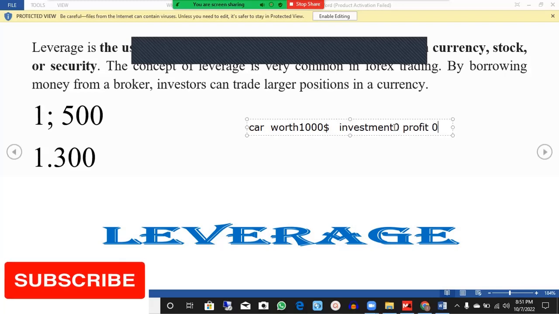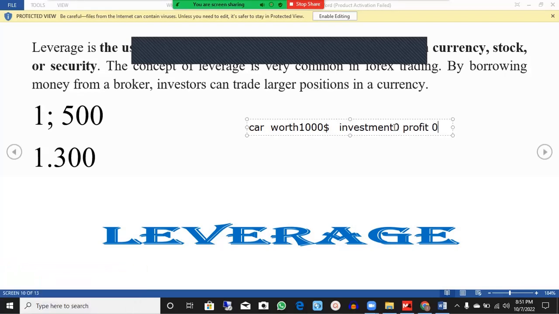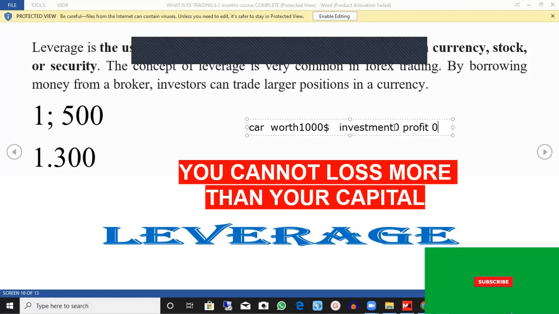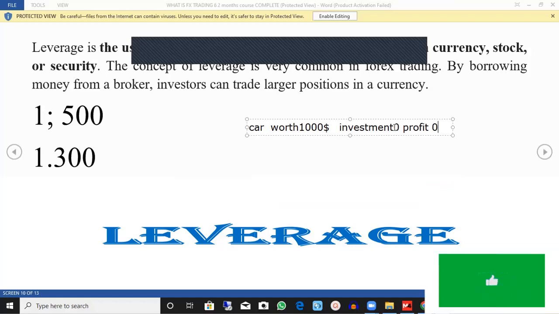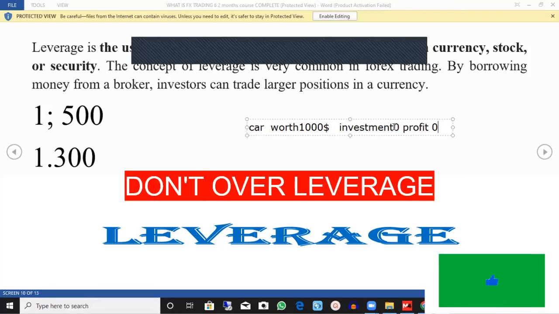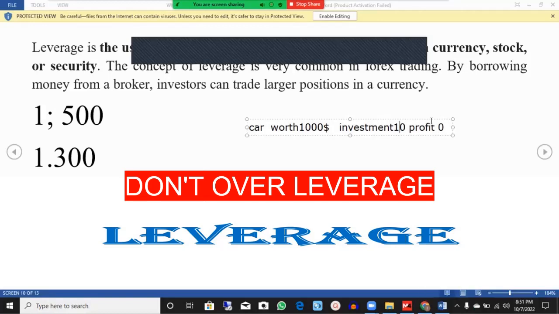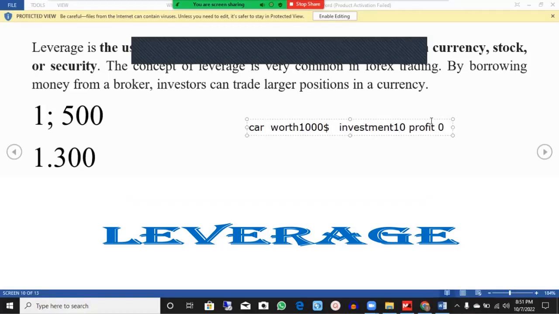So although the broker allows you to trade with $10,000, $100,000, $1,000, you cannot lose more than you have invested. So you can only lose what you have invested. So that is the power of leverage. So don't over leverage. Don't say because the broker gave me a car worth $10,000, I had just $10, I should be driving and hitting people's cars on the road. After all, the car is not my own.